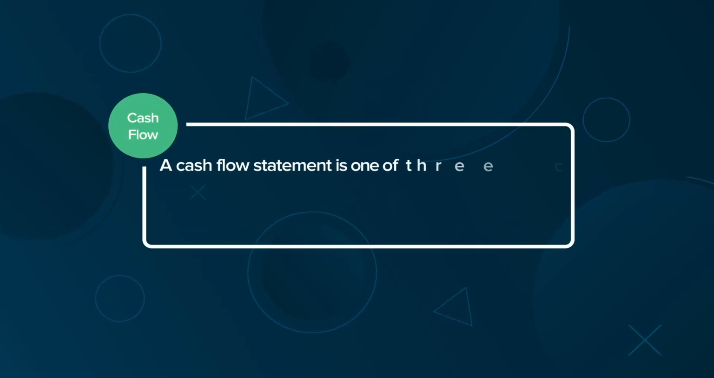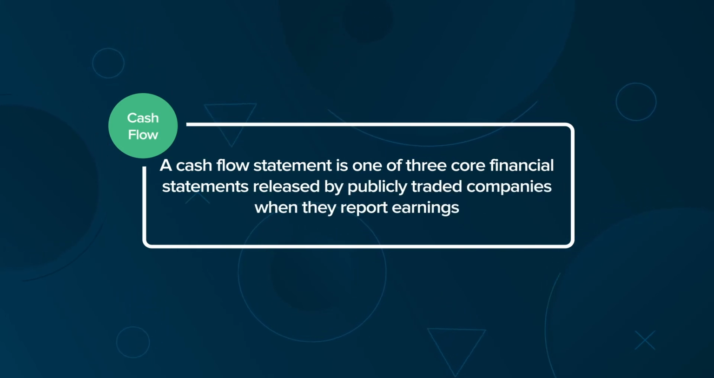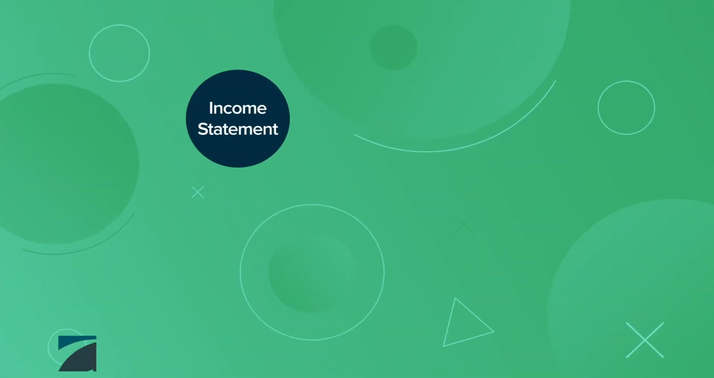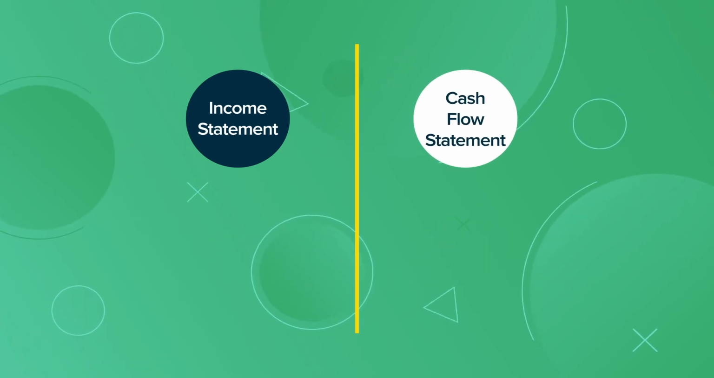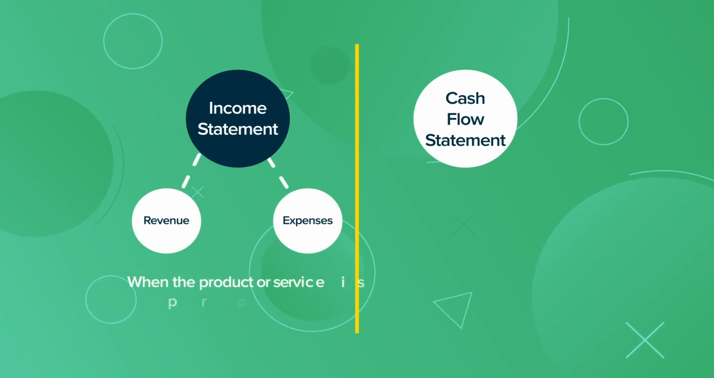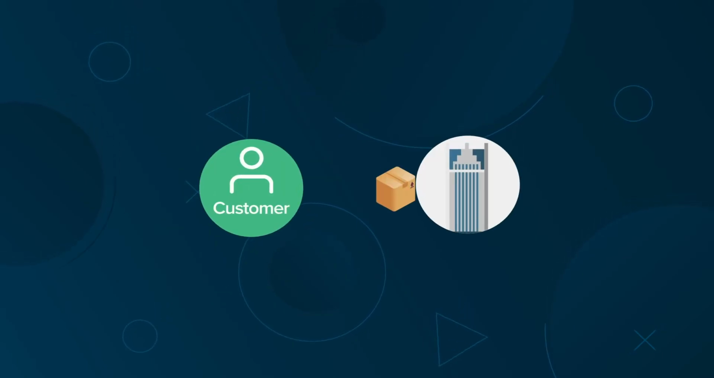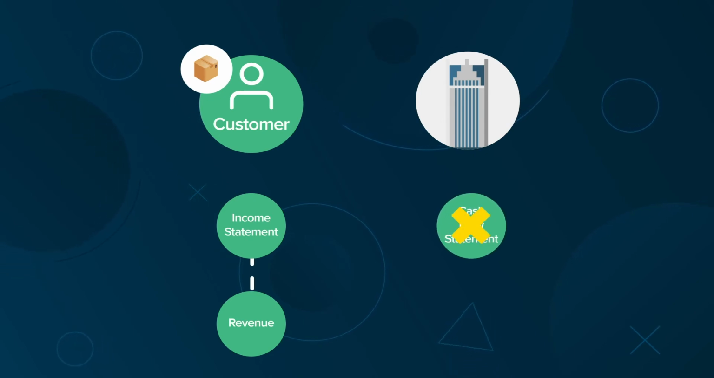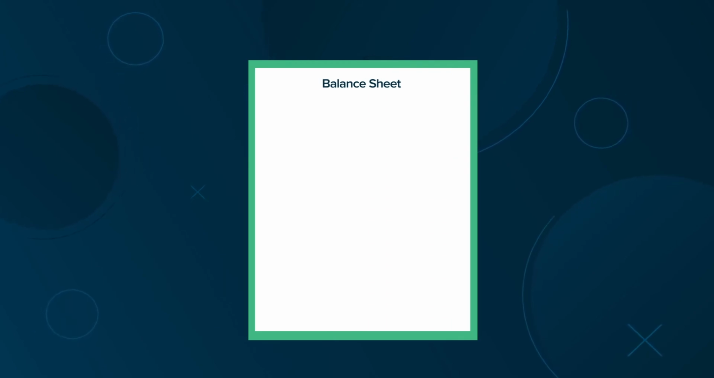A cash flow statement is one of three core financial statements released by publicly traded companies when they report earnings. The other two are the income statement and balance sheet. The income statement differs from the cash flow statement because cash and income are different. The income statement recognizes revenue and expenses when the product or service is provided, not necessarily when it is paid in cash. If a customer buys a product on credit, the amount is shown as revenue on the income statement, but it won't be included in the cash flows until the customer actually pays for the product. The balance sheet, by contrast, is a snapshot showing what a company owns as assets and owes as liabilities.